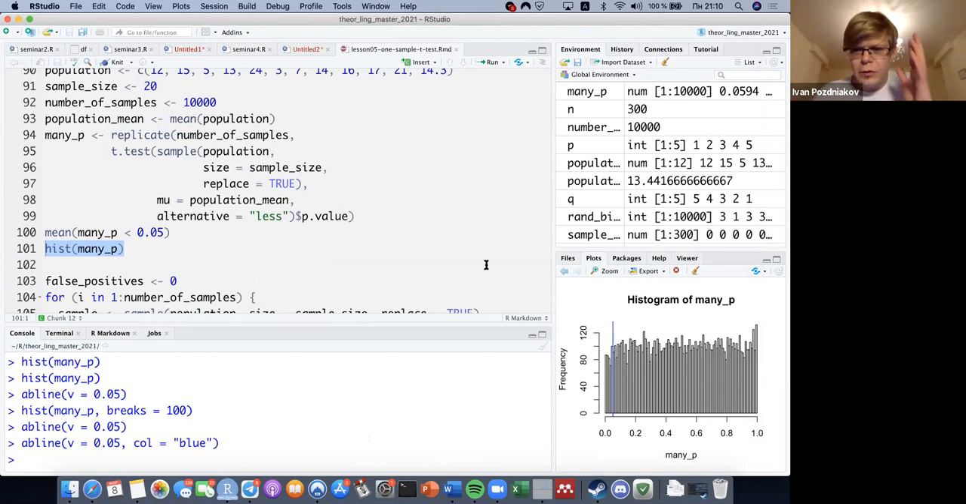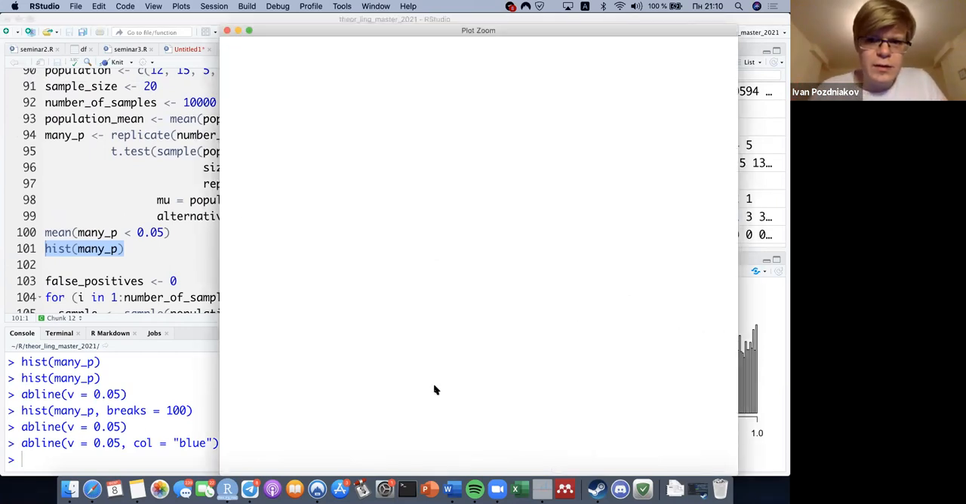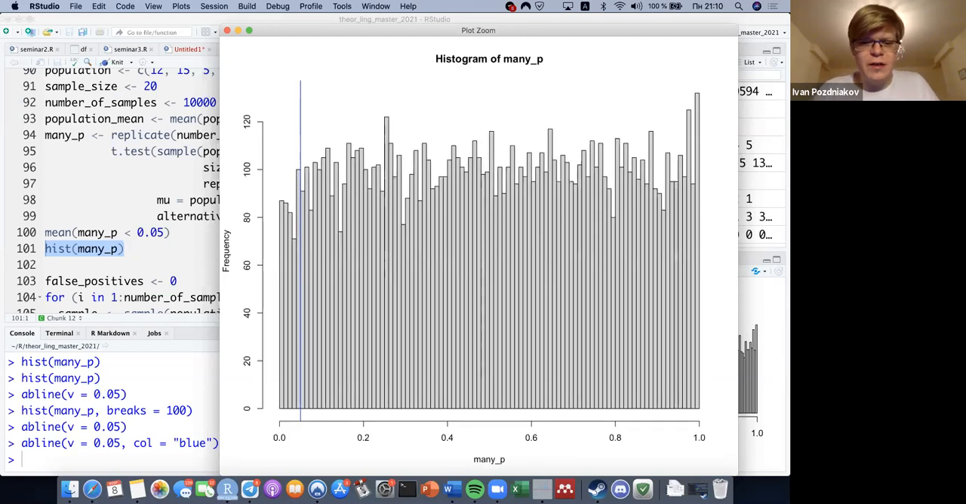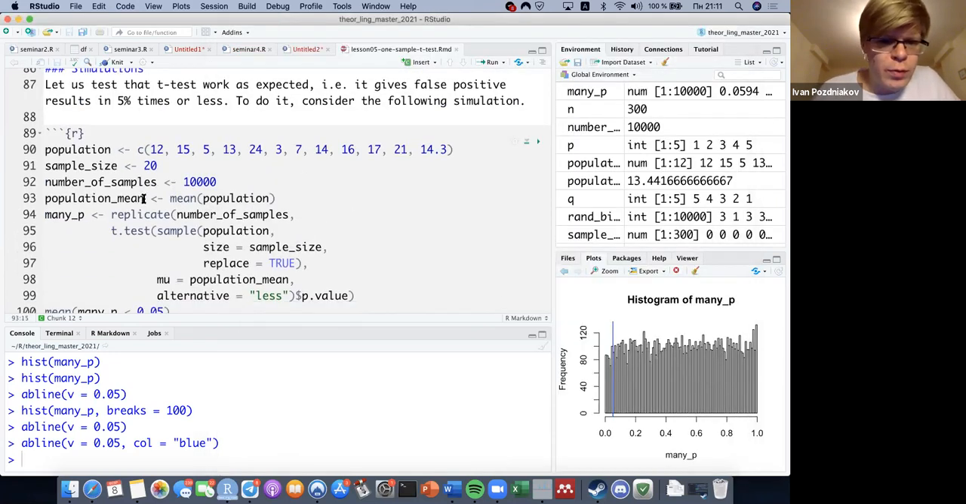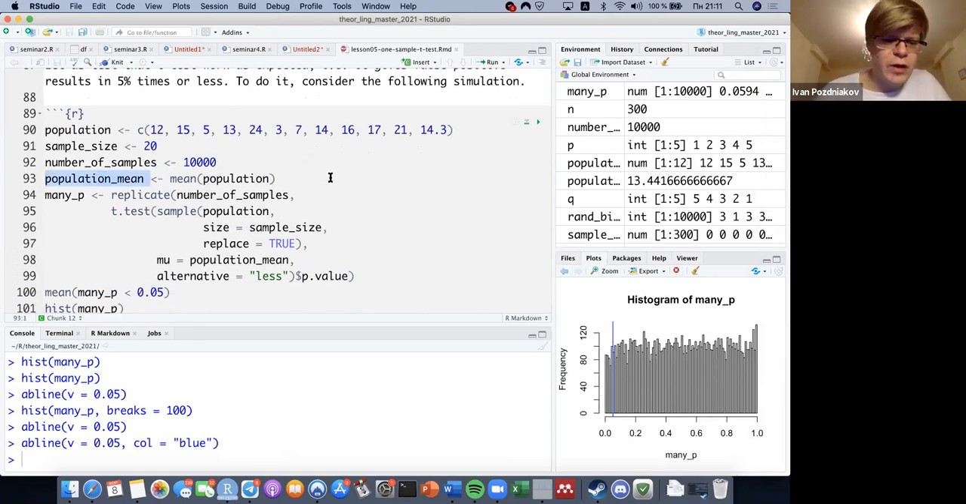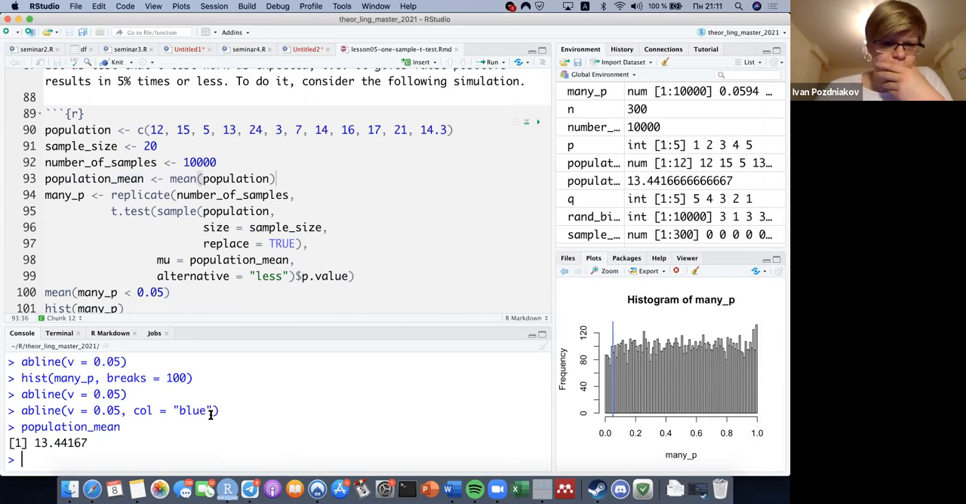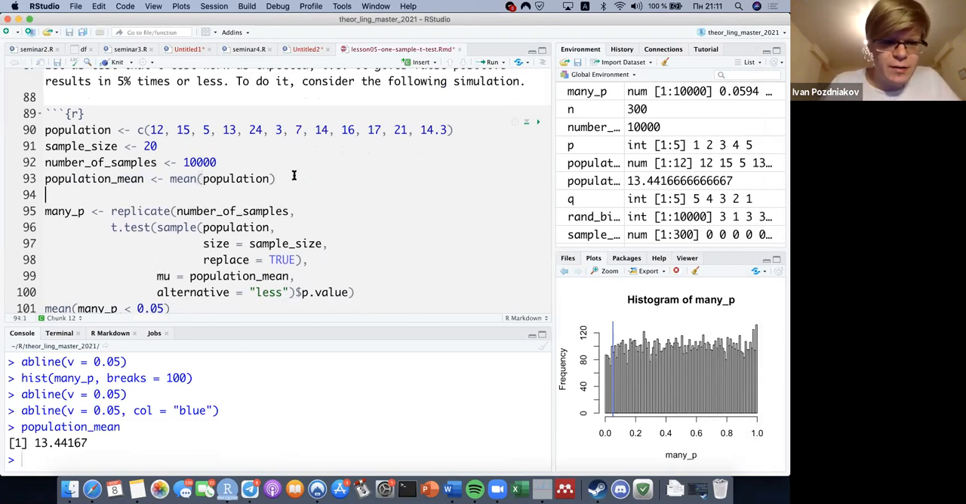Try to imagine. So everything below this 0.05 line is approximately 5%. So imagine that our population mean, what is our population mean, by the way? 44. Okay, let's see. Let's say that our population mean is equal to 14. I don't know, just for example. In this case, we will know that our null hypothesis is wrong. And let's see how it will change our results.